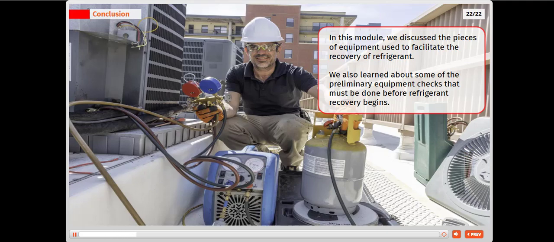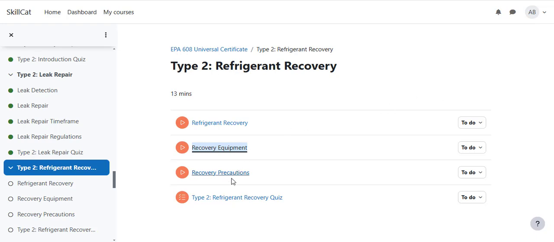In this module, we discuss the pieces of equipment used to facilitate the recovery of refrigerant. We also learned about some of the preliminary equipment checks that must be done before refrigerant recovery begins. Okay. So we finished refrigerant recovery equipment. Let's go to recovery precautions.